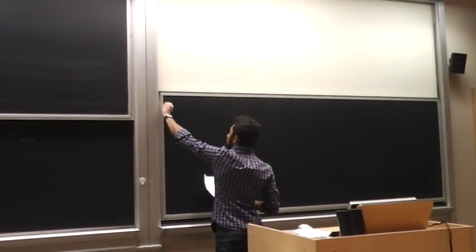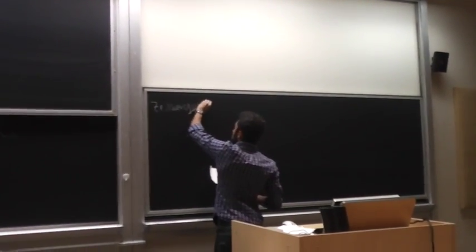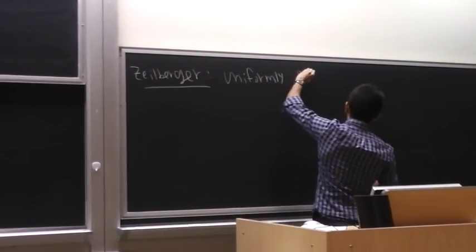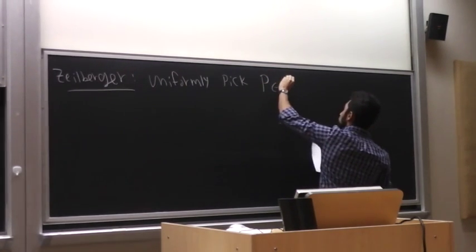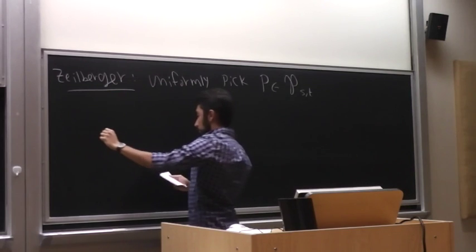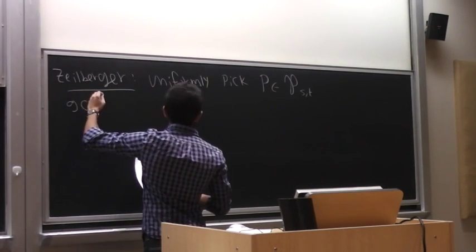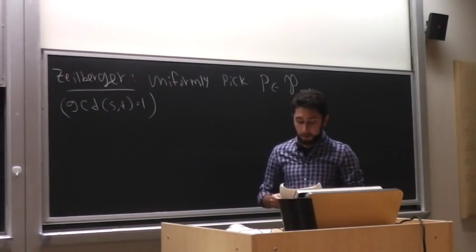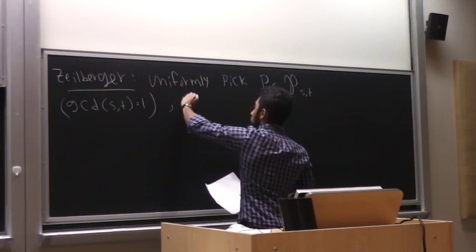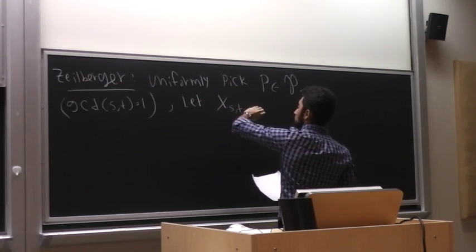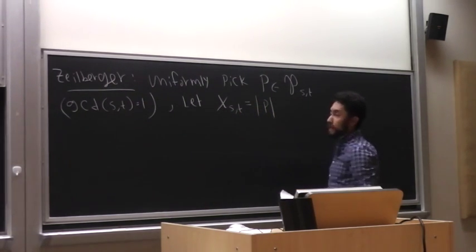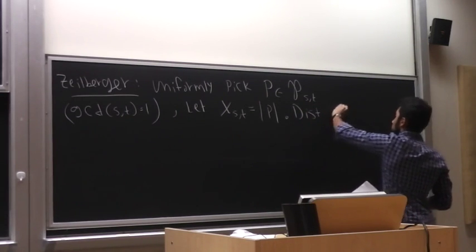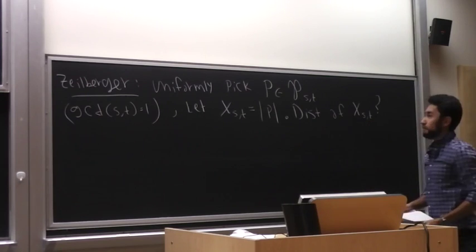So the question that Dr. Z started thinking about: what if we uniformly pick some partition that's an (S, T)-core? And again, we're assuming that those are coprime, so this set is going to be finite. So we're going to randomly pick a partition like that, and now we're going to define a random variable that's the size of this partition. So we'll let X of (S, T) be the size of our partition, and we view that as a random variable. And we're going to ask, what is the distribution of that? Okay, so is it clear the question we're asking?